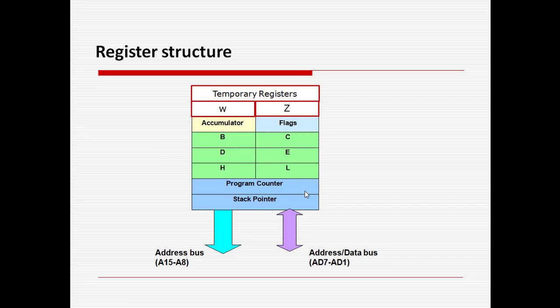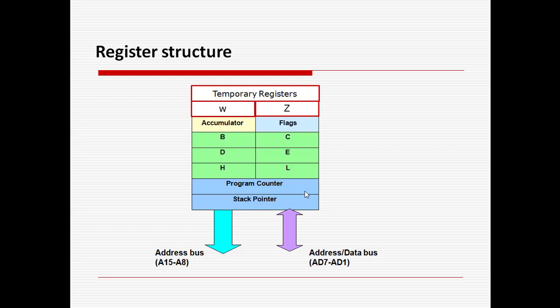Then there are two 16-bit registers: one is the program counter and another is the stack pointer. A program is a sequence of instructions. The program is available in the memory. The memory has addresses, and the address bus length is 16 bits, so the program counter width is 16 bits. The address of the next instruction to be executed is stored in the program counter.